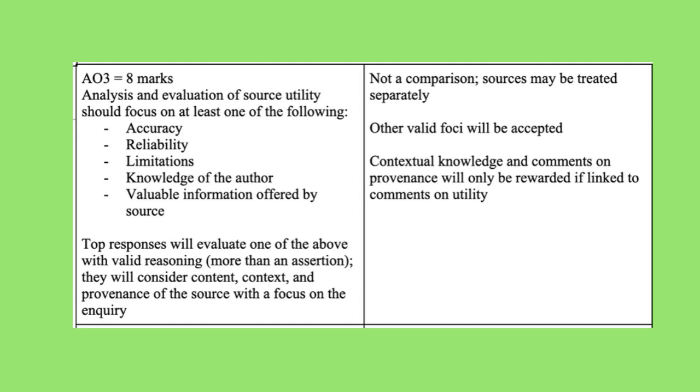In order to make that judgment, you might focus on one of these things, so how accurate it might be, how reliable you think it is, any limitations, so things that it doesn't include or isn't really that helpful for, knowledge of the author which is given to you above the source, or valuable information offered by the source. If you can focus on maybe 1 or 2 of these to decide how useful the source is for your inquiry, it's a really easy way to score highly in AO3.